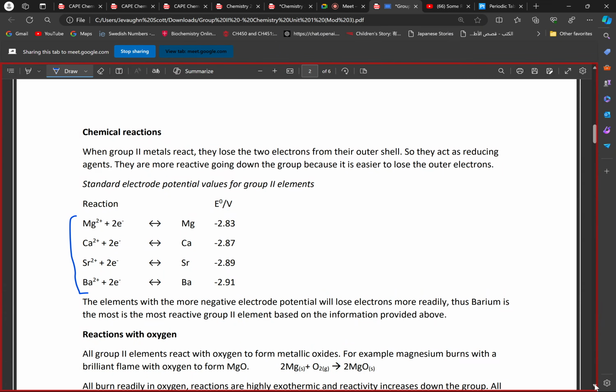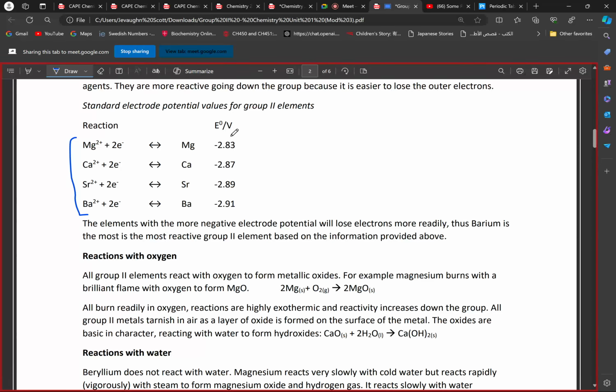So we know that if we have a negative E naught, we will lose electrons more readily. We know what E naughts are. We've done module 2 a long time ago. So we're here saying that barium is the element that is most reactive. The reactivity of group 2 elements increases as we go down. So barium is more reactive than strontium, which is more reactive than calcium, which is more reactive than magnesium.